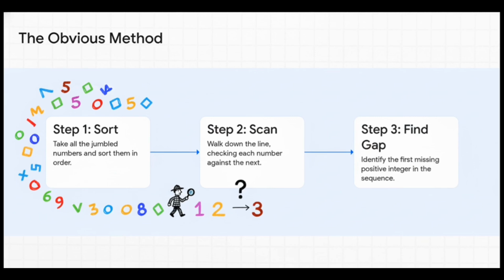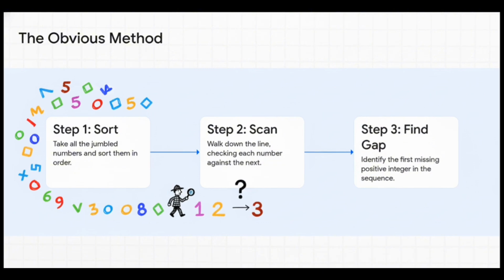So, how does this brute force method work? Well, it's a pretty simple three-step plan. First, it takes all our messy numbers and sorts them into a nice, neat line. Then, it strolls down that line, checking each number against the one that comes next. And it's looking for a gap. If it goes from 1 straight to 3, boom, it knows the missing number is 2.